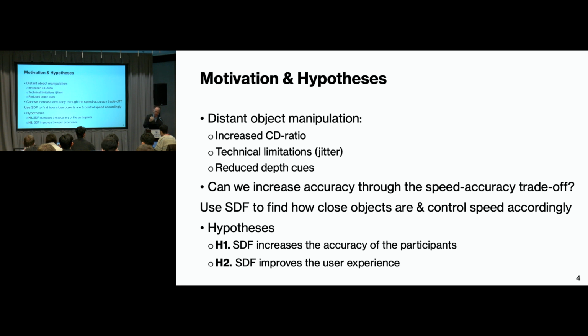Now, if we use this signed distance field to find how close these objects are, can we control the speed accordingly? Does that work, and does that provide benefits? That's actually what we're investigating in this work: does the SDF increase the accuracy and improve the user experience?